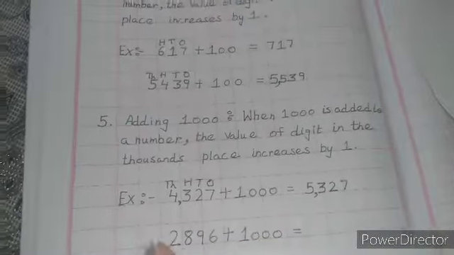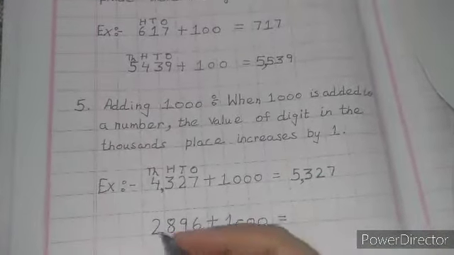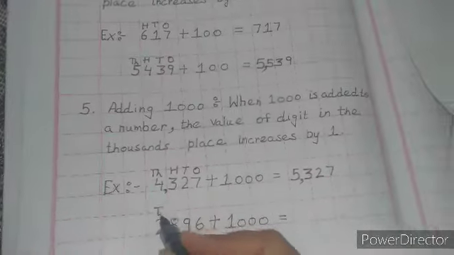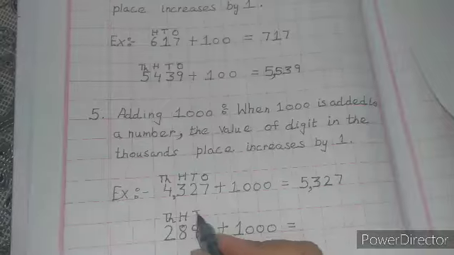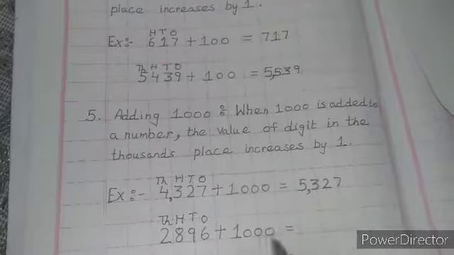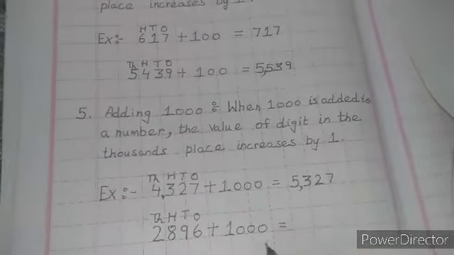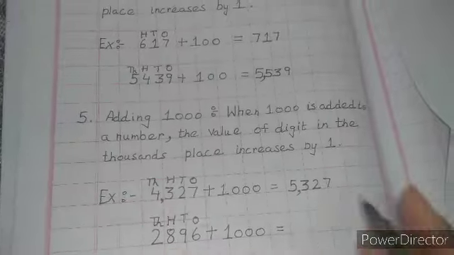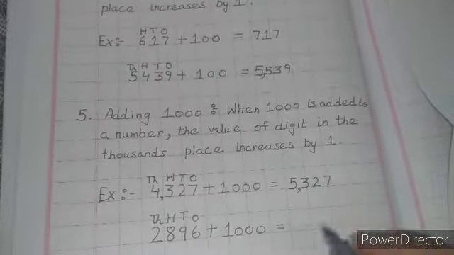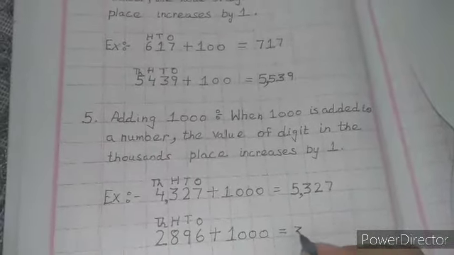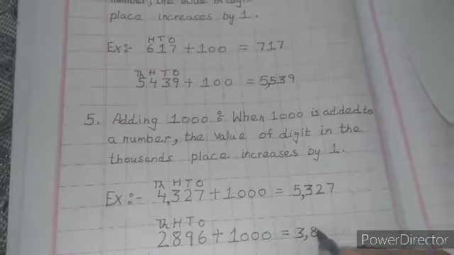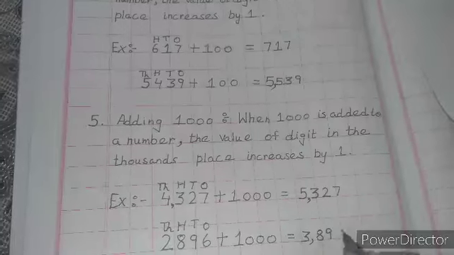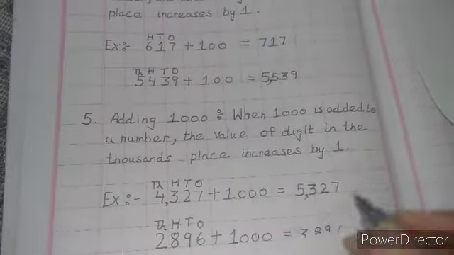Let us look into one more example. 2896. Again we will put it into place values, thousands, hundreds, tens and ones, and in this, 1000 needs to be added. So what comes after 2? 3. So 3000, rest of the digits will remain the same, 896. Clear?